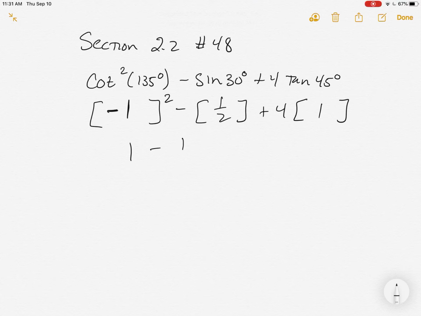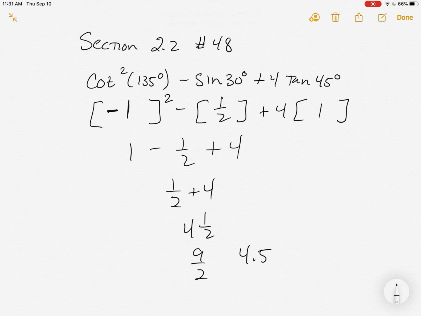So here we have a 1 minus a 1/2 plus a 4. We're just doing arithmetic. 1 minus 1/2, well, that's 1/2, plus 4. I'm okay with 4.5, but if you want to write it as 9/2, go ahead. Whatever you'd like to do. If you want to write it as 4.5, we're doing great. But not anything more than knowing what your special angles are.